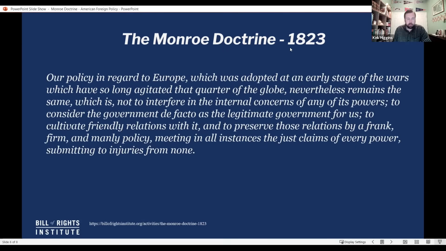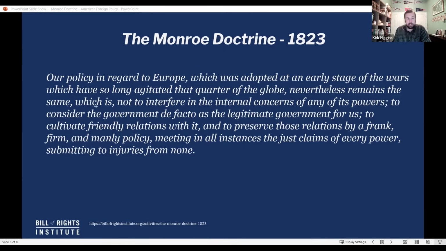So he goes on, "Our policy in regard to Europe, which was adopted at an early stage of the wars which have so long agitated that quarter of the globe." So here he's talking about those revolutionary wars between 1792 and 1815, and then later the Napoleonic Wars, which ended in something called the Congress of Vienna, where all of the heads of Europe got together to sort out what the continent was going to look like. So they've been at war with each other for that entire time. It's a really long time, but the United States was neutral in those wars and tried to stay out of them.